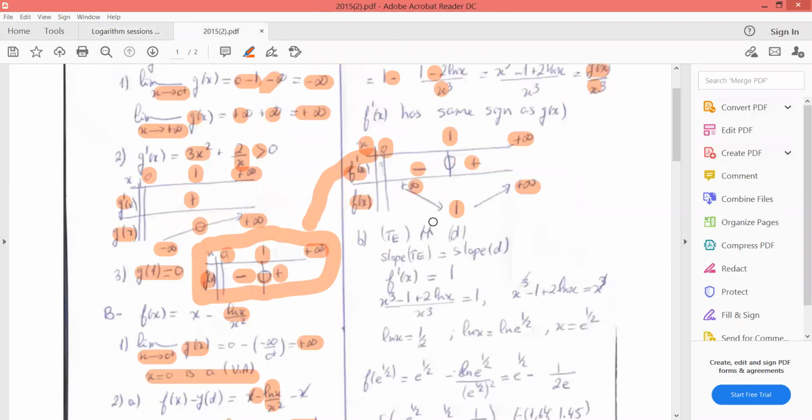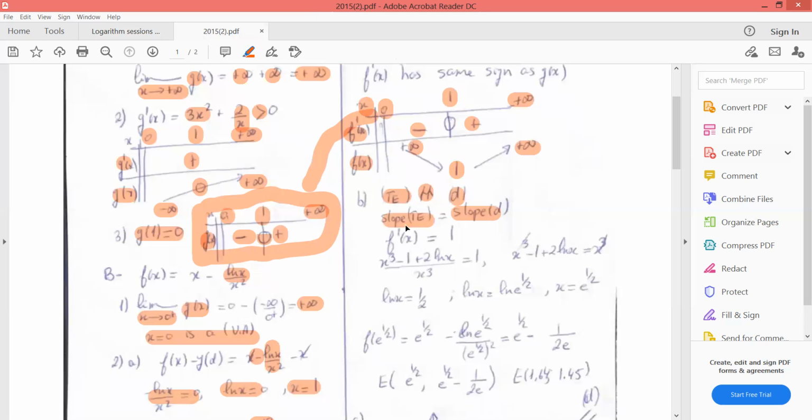Since the tangent at E is parallel to D, the slope of the tangent at E equals the slope of D. So f prime of x E equals 1. This is f prime, x cubed minus 1 plus 2 ln x over x cubed equals 1. Cross multiplication, we get x cubed minus 1 plus 2 ln x equal to x cubed. So ln x equals half. I can directly find x. To remove the ln, I apply the exponential on the other side. I can put x equal e to the half, without passing through this step.